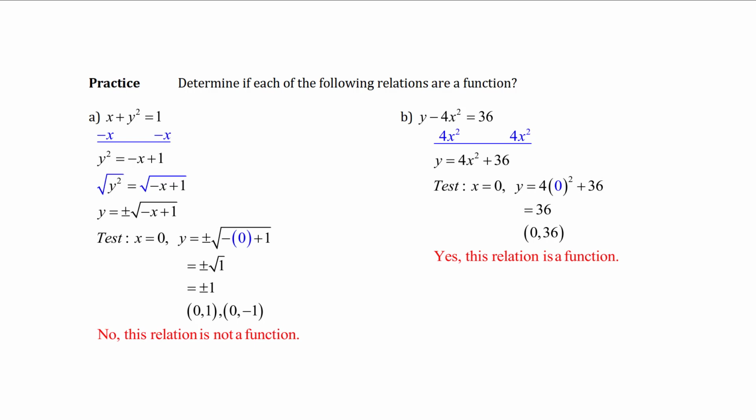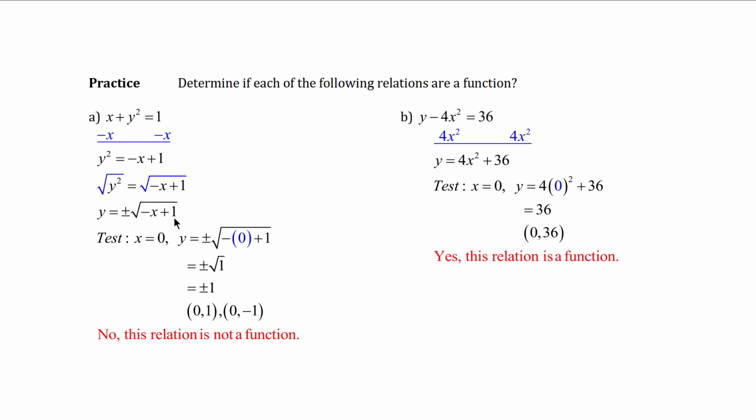Alright, so let's get started. For part A, we need to solve the equation for y. So first, I'm going to subtract x from both sides of the equation. After doing the subtraction, we get y squared equals negative x plus 1. From here, we need to get rid of the square on the y. So we take the square root of both sides of the equation. We get the square root of y squared is equal to the square root of negative x plus 1. Simplifying both sides, we end up with y equals plus or minus the square root of negative x plus 1.